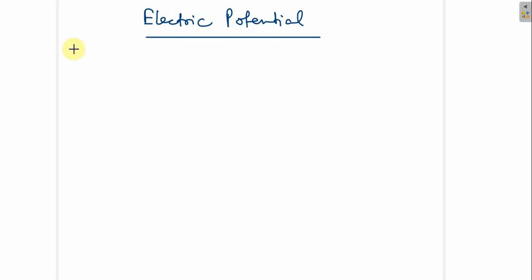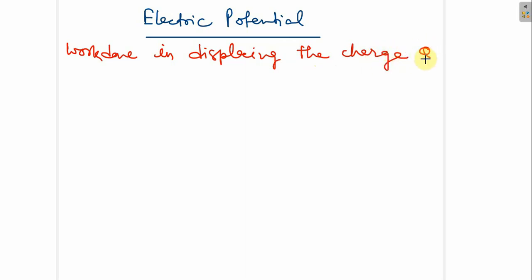So if we write, work done in displacing the charge q by dl length. Okay, so we know that dW is equal to what? It is minus F dot dl.